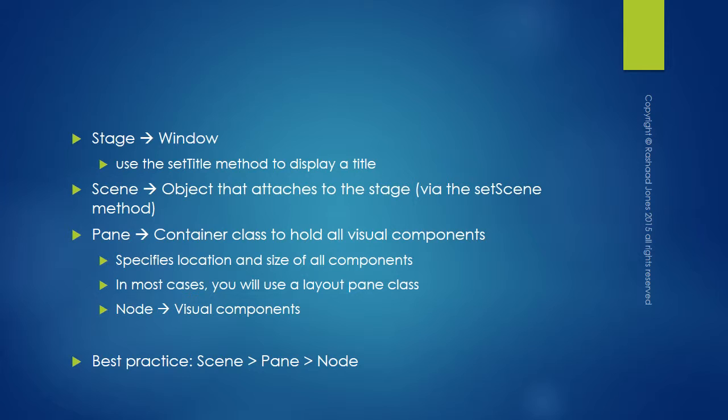With the pane, you can create nodes. These nodes are visual components. A node can be anything from a button, to a radio button, a checkbox, a label, or text. Almost anything you want to be visually displayed.